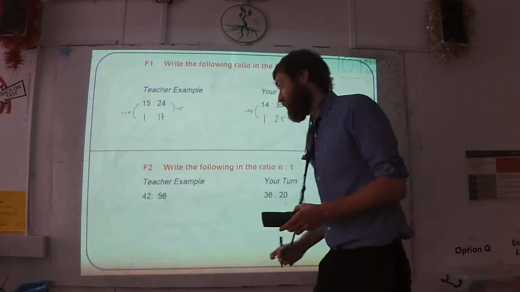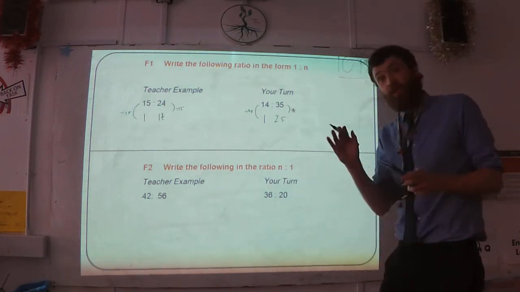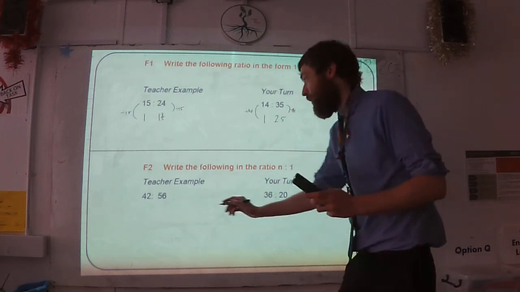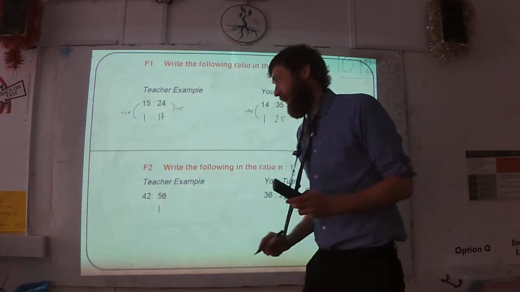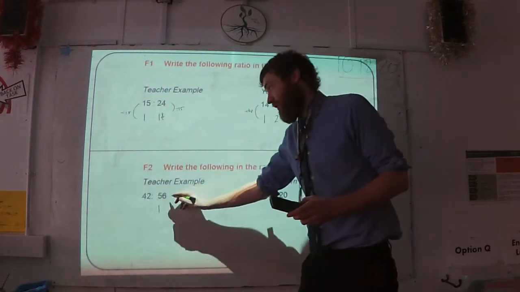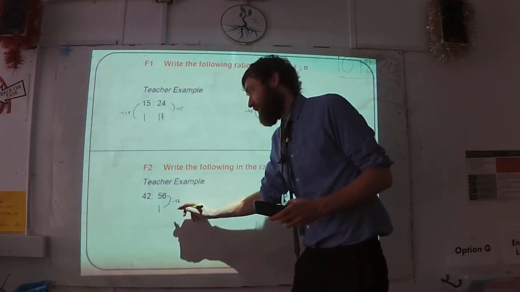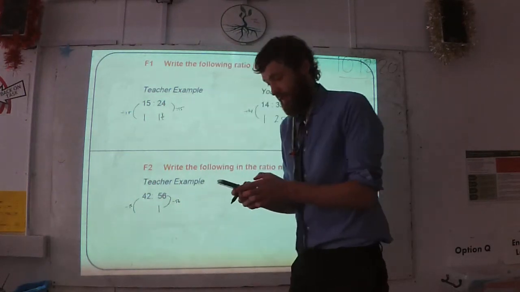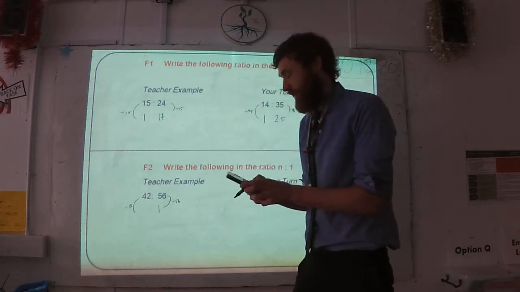Okay, here, F2, it looks the same, however it's not. It says n to 1. This time, the 1 goes on the right hand side of the number. So therefore, I put 1 underneath that, because it's the right hand side, and do that. So therefore this becomes my new n. Just like up here, direct proportion, I go from there to there, so I divide by 56. So I go 42 divided by 56. So 42 divided by 56 is 0.75.